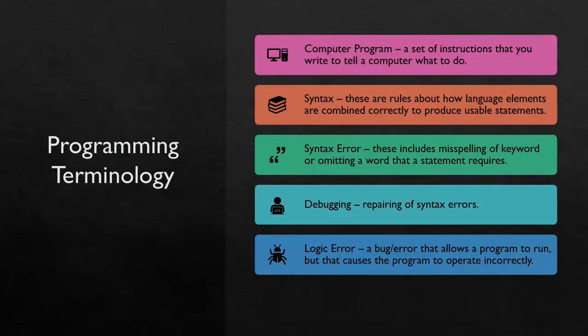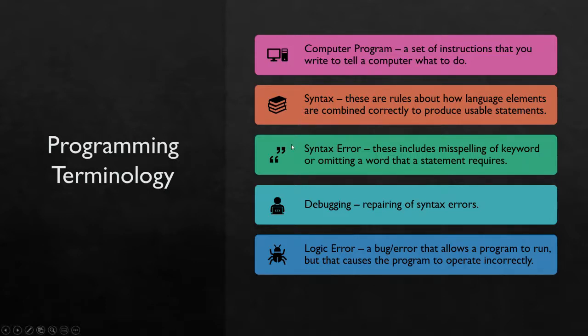So we also have the syntax. Syntax are the rules about how language elements are combined correctly to produce usable statements. Each programming language has different syntaxes that they are following. C++ has a quite different syntax from Java programming.